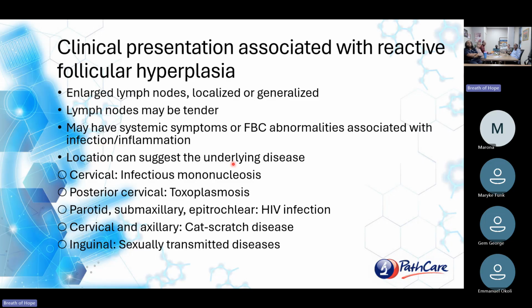The location of the follicular hyperplasia can help you narrow down the diagnosis. So, for example, cervical lymphadenopathy with follicular hyperplasia is associated with infectious mononucleosis. In the posterior cervical area, think of toxoplasmosis. Parotid, submaxillary and epitrochlear is associated with HIV. Cervical and axillary, think of cat scratch disease. And if it's inguinal, it's STDs.